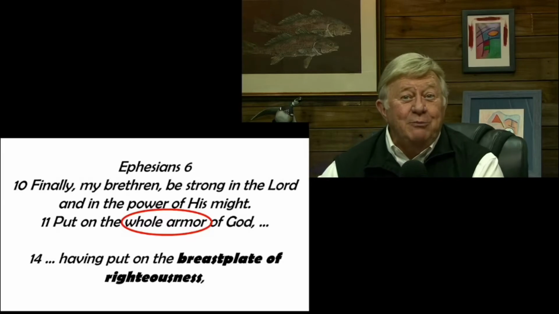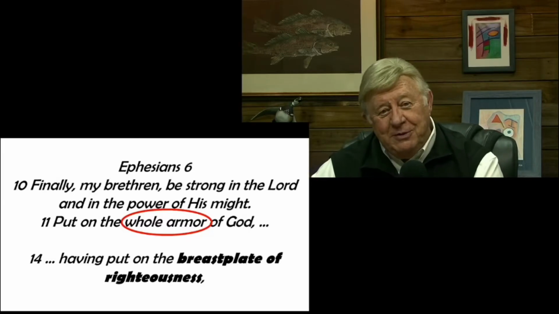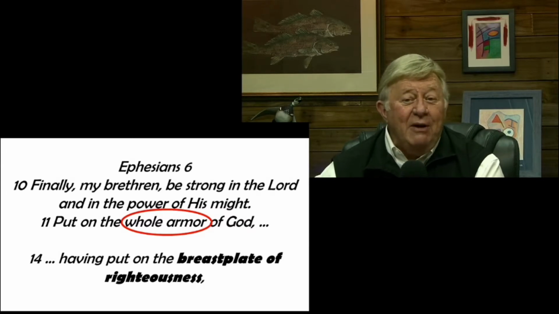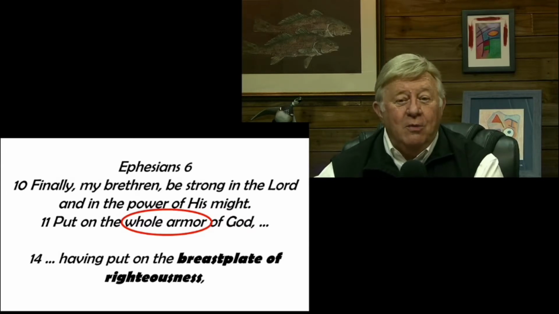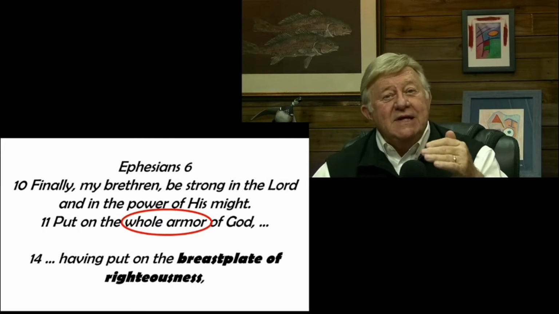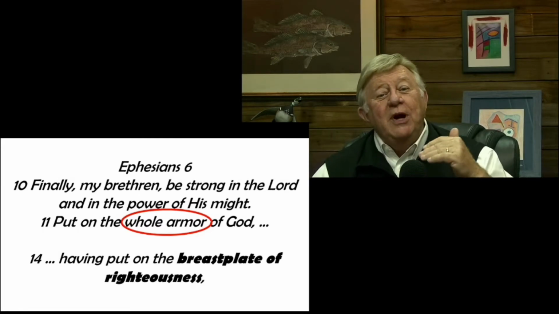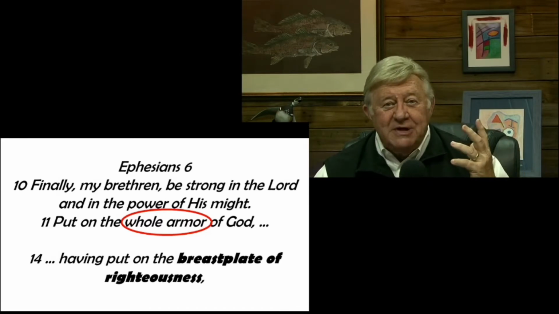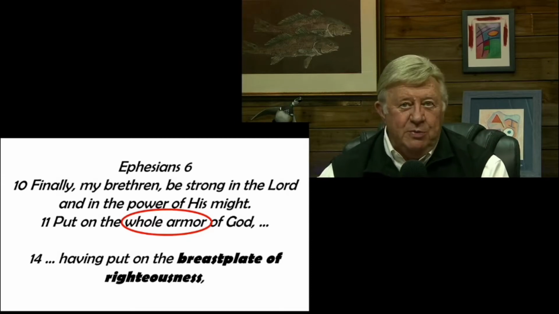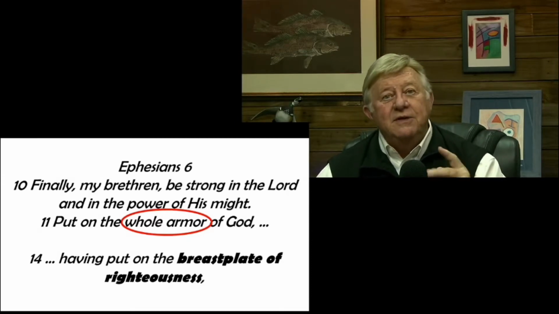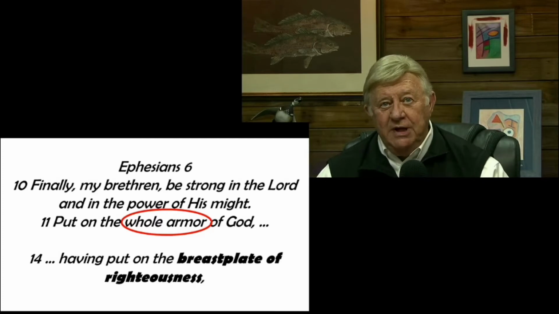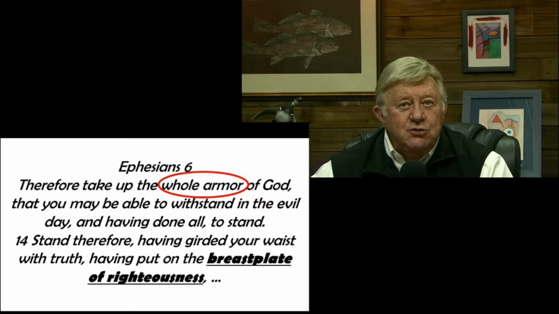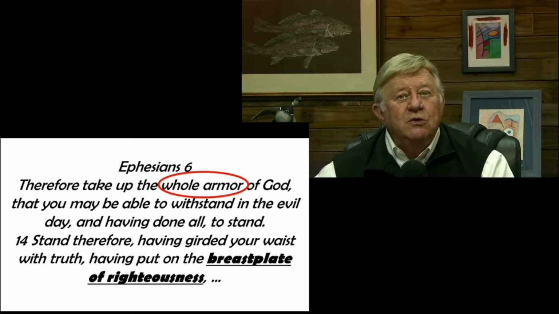I go into the book of Ephesians, where the Apostle Paul talks about these things. He says in verse 10, "Finally, my brethren, be strong in the Lord and in the power of his might. Put on the whole armor of God." And when he does that, he then refers to in verse 14, having put on the breastplate of righteousness. Now, we saw last time he talked about the helmet of salvation. Now he's going to talk about the breastplate of righteousness. It's interesting that these two items he picks up from the Old Testament, but he adds to them. And as he does that, he points out twice in this short teaching that he wants us to put on the whole armor.